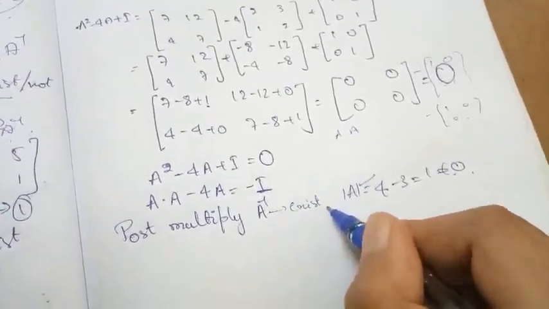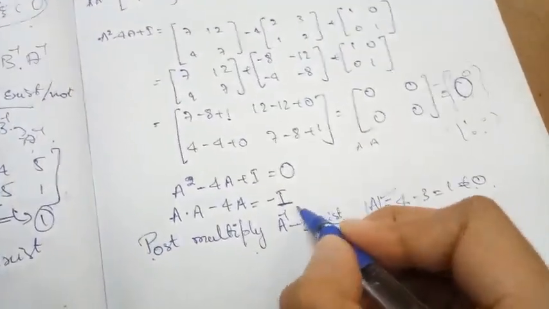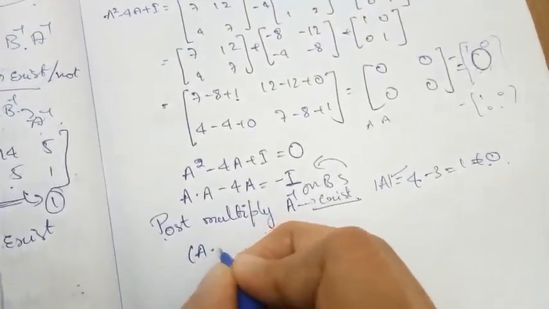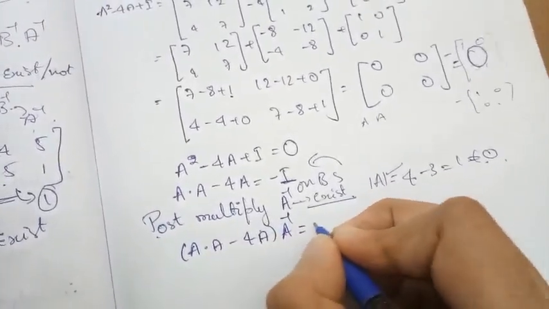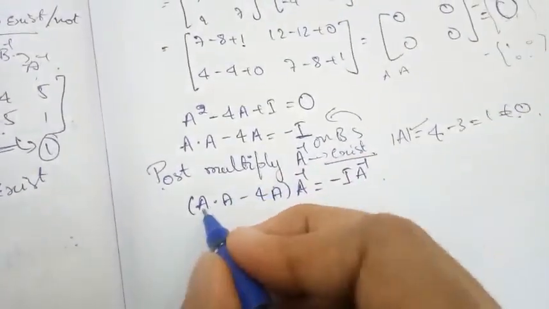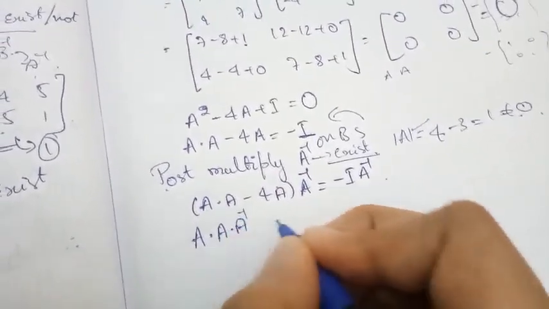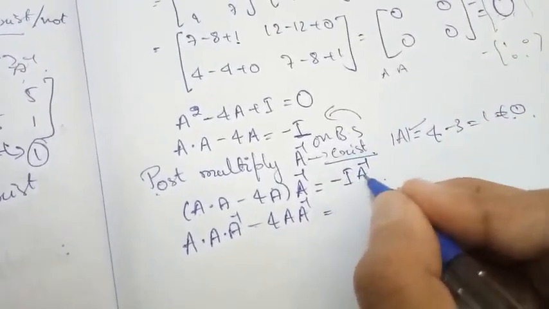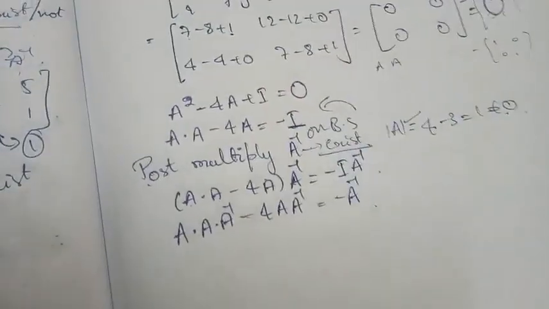So A inverse exists, so I can post multiply A inverse on both sides of this equation. That becomes A into A minus 4A, post multiplying A inverse here, minus I into A inverse. Now this A inverse is multiplied to both sides. So that becomes A into A inverse minus 4 A into A inverse is equal to, if I multiply any matrix with the identity matrix, we get that matrix itself, so that is minus A inverse.